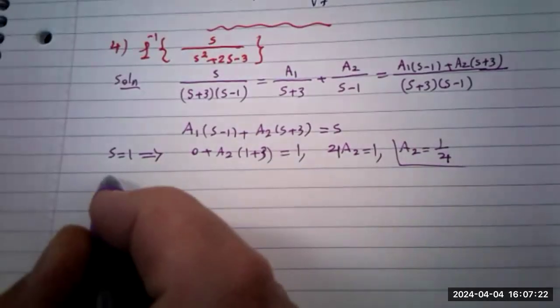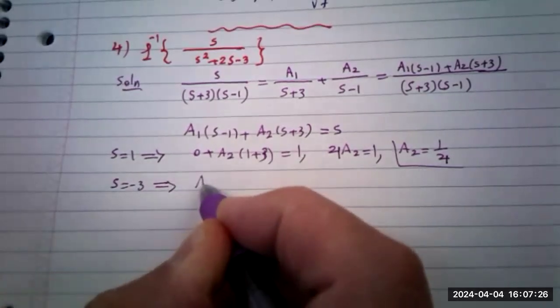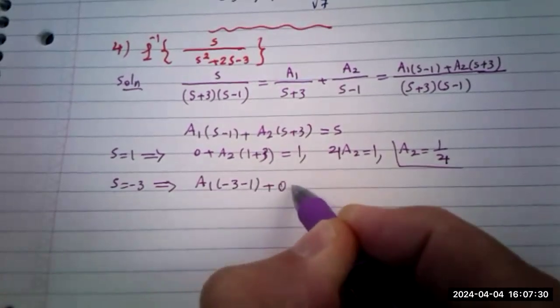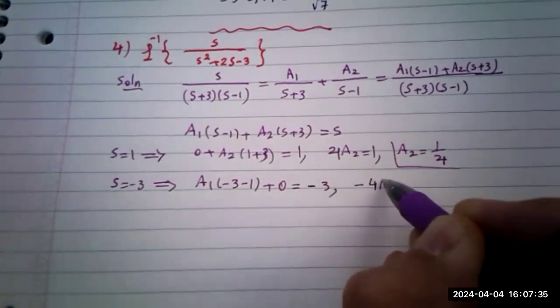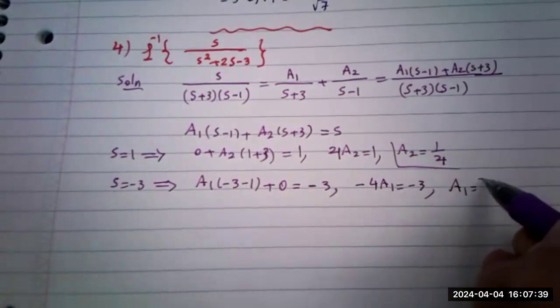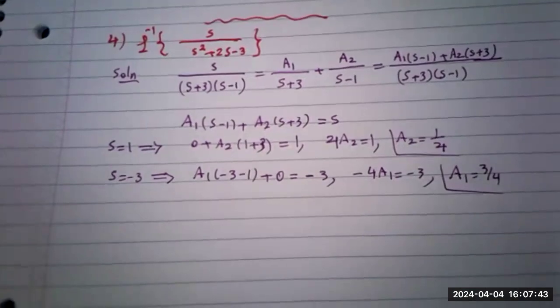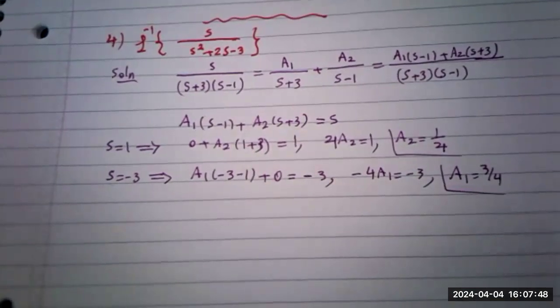We repeat it again with s equal to negative 3. This gives a1 times negative 3 minus 1, and the second one would be 0, and the right side would be negative 3. So we get negative 4a1 equal to negative 3, and a1 would be 3/4. There you are. We go back, we rewrite it, we break it, we use the linearity, and we get the result.